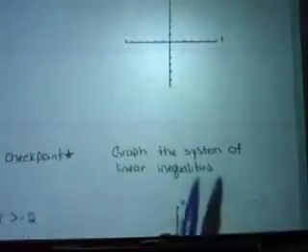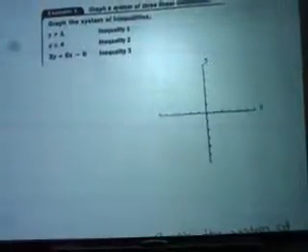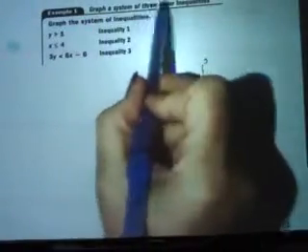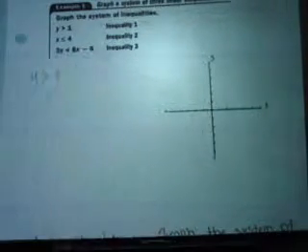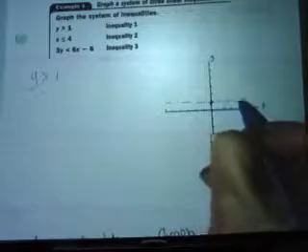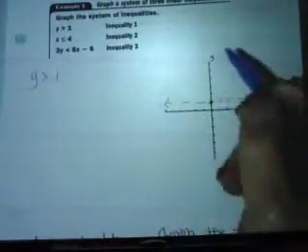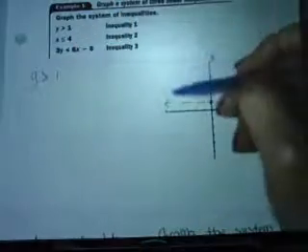Okay, so let's try this. Example 1 says to graph a system of 3 linear inequalities. Let's graph each one of these. The first one, I have y is greater than 1. Remember, to graph y is greater than 1, you look at your y-axis, go to positive 1 and put a point. It's greater than, so I know my line is dashed. And since it's greater than, I know I'm going to shade above.